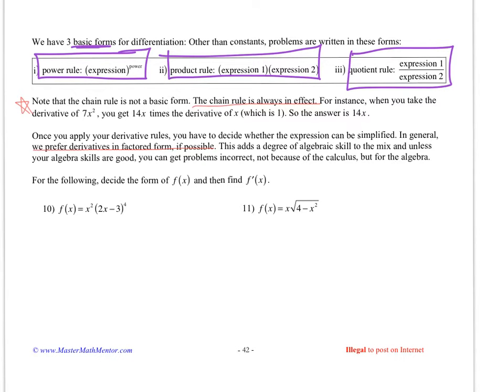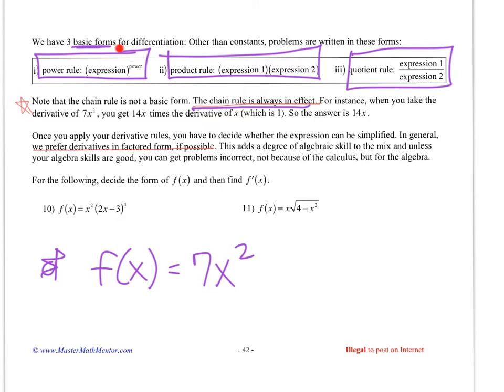The chain rule is not one of the three big umbrellas because the chain rule is always in effect. It's always happening. You're always doing the chain rule. So for example, let's say we're taking the derivative, so let's say f of x is 7x squared, okay?